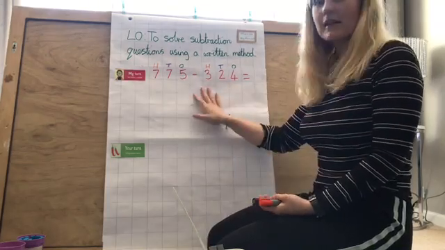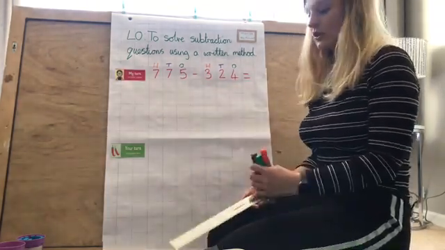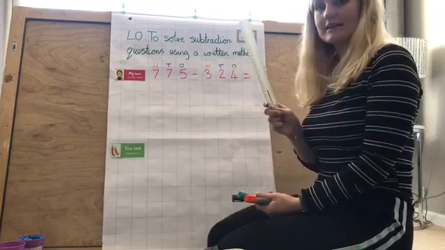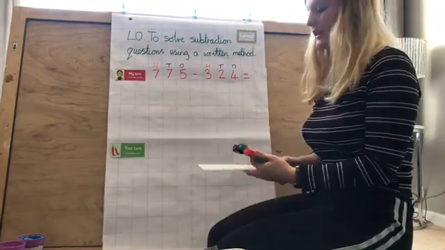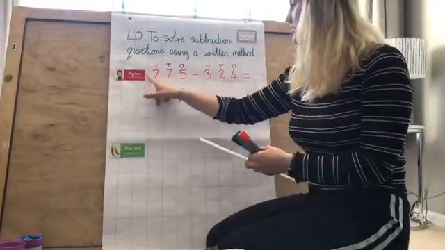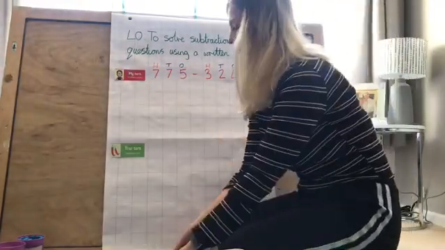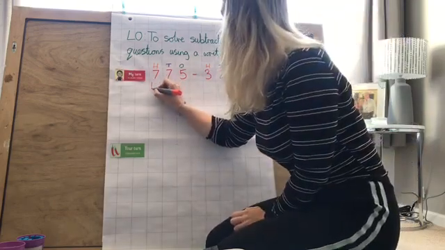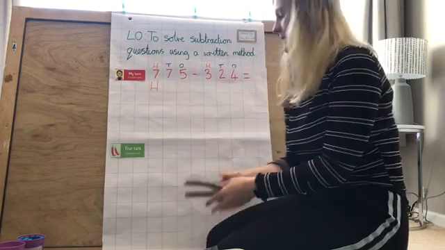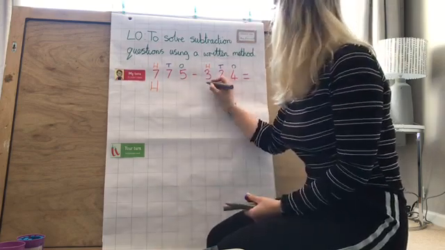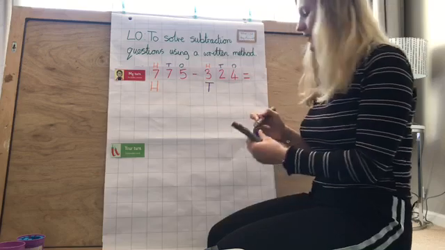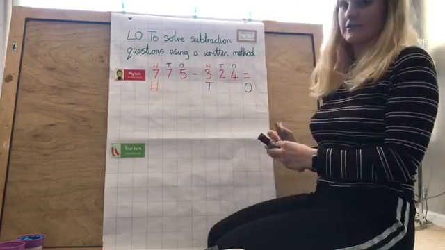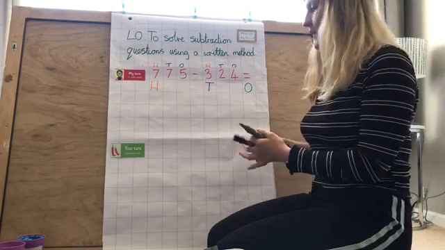Now, this is very similar to what Miss Cole did last week. So you will need pen or pencil, some paper and a ruler. Okay, make sure you've got those things. Now, I'm going to start by writing out my first number under my hundreds, tens and ones. So I'm going to do a H for hundreds. I'm going to make sure I leave enough space. T for tens. And O for ones.